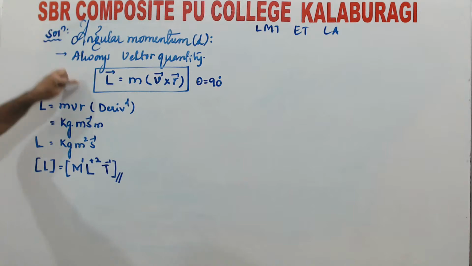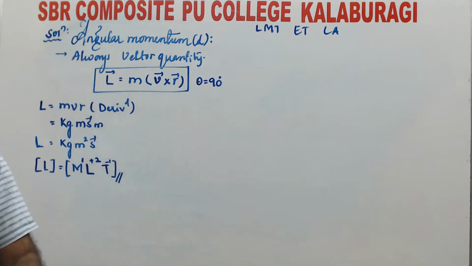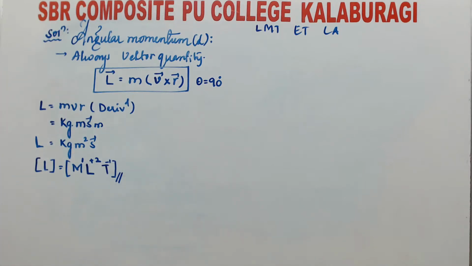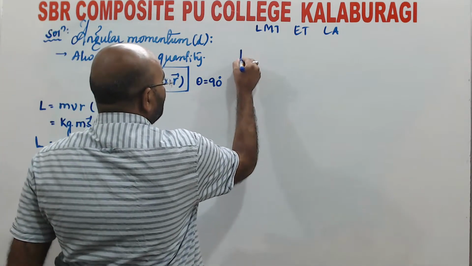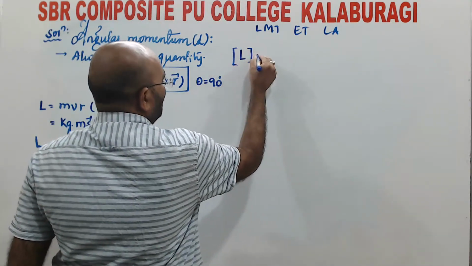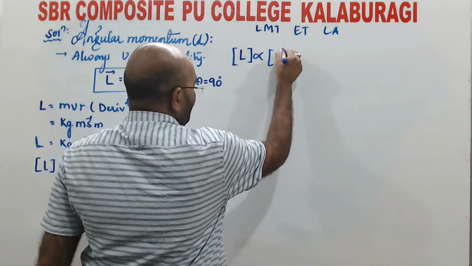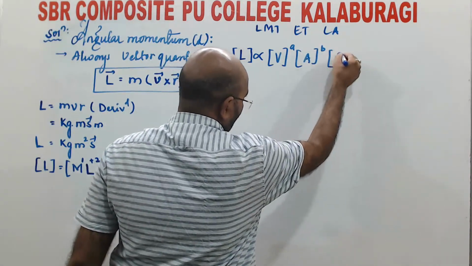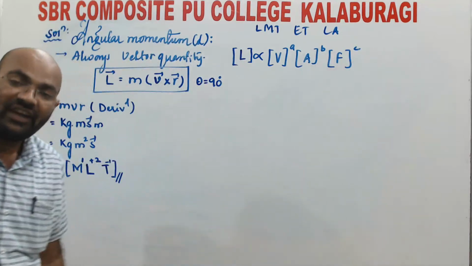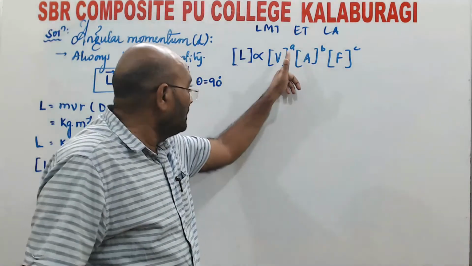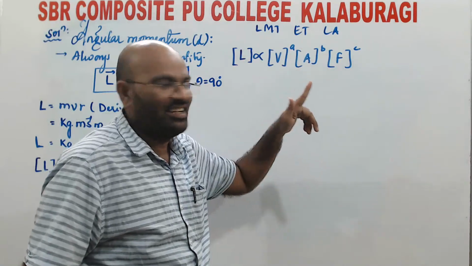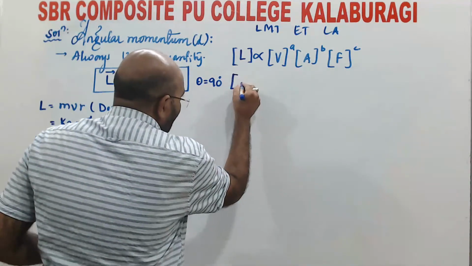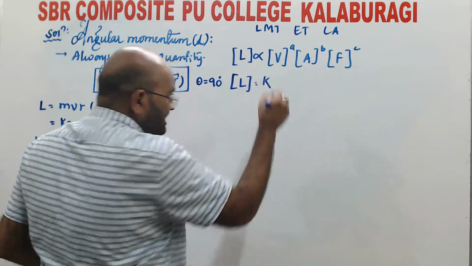Similarly, now we have to express this quantity. You read the question carefully. We have to express these quantities in terms of V, A, and F. It means angular momentum L is directly proportional to V, A, F. Among these quantities, we have to find the powers, because the values we don't know. That's why we are going to use the dimensional method there. Okay, remove this proportionality by putting some constant. L is equal to, the constant will be written as capital K.